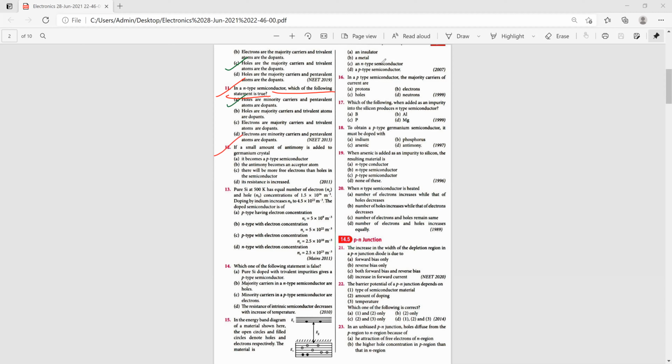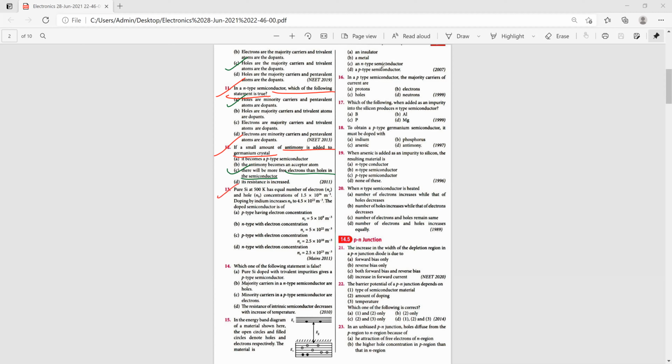12th one, if a small amount of antimony is added to germanium crystal, which of the following is right? So when a small amount of antimony, which is pentavalent, is added to germanium, the crystal becomes n-type. So in n-type semiconductor, electrons are the majority charge carriers and holes are the minority charge carriers. So for 12th one, when you observe all the four options, C one is the right answer. That is, there will be more free electrons than holes in the semiconductor.